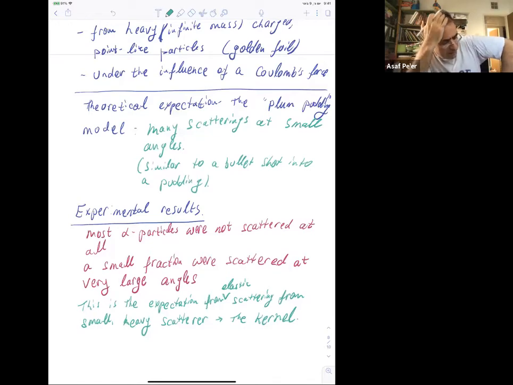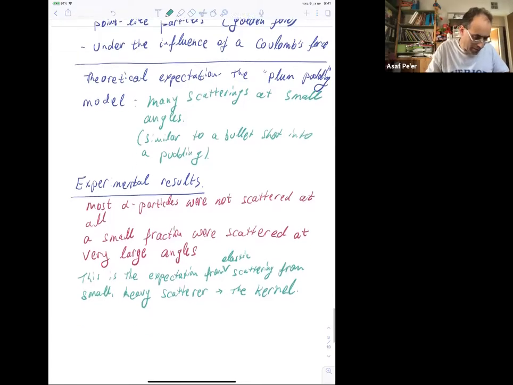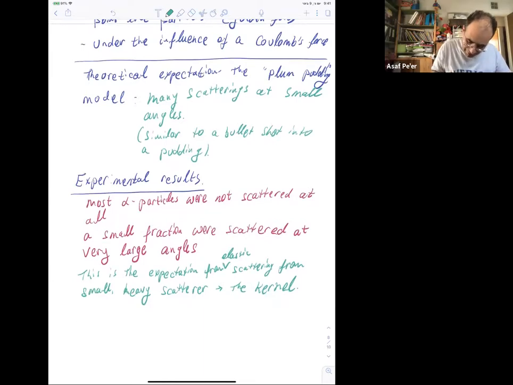So of course, from the outcome of this experiment, one has to deduce that nearly all of the atom's mass and all of its positive charge are concentrated in a very small radius. Right, this is the kernel. The size of the kernel is about one Fermi. So this is the inevitable conclusion.